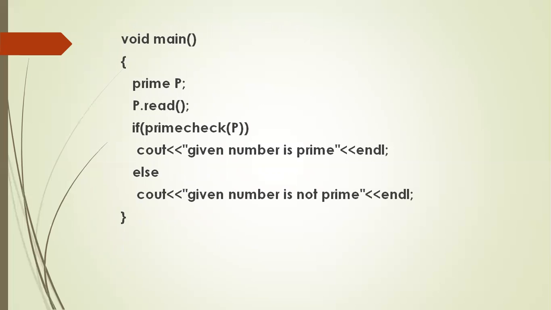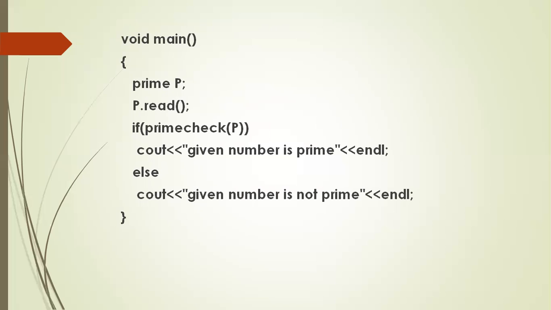Next, you can start the main function. Prime p, so p is the object of the class called prime. Read is a member function, so in order to call the read function, you call it through the object name. Here the object name is p, p dot read. There you are inputting the value for N. See how we are calling the prime check function. For calling the prime check function, you are not supposed to call it like p dot prime check, because you can directly call it by the function name itself, prime check.